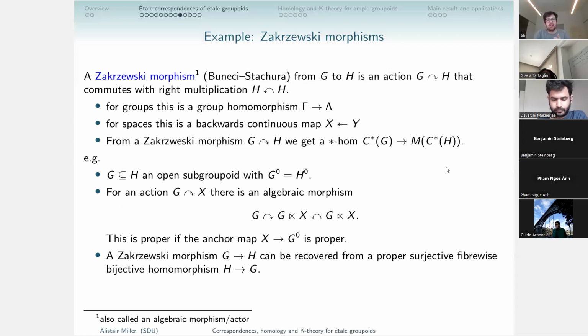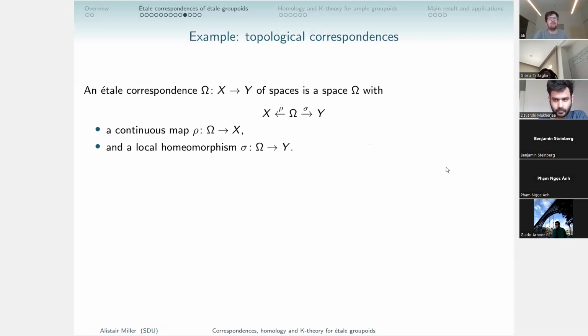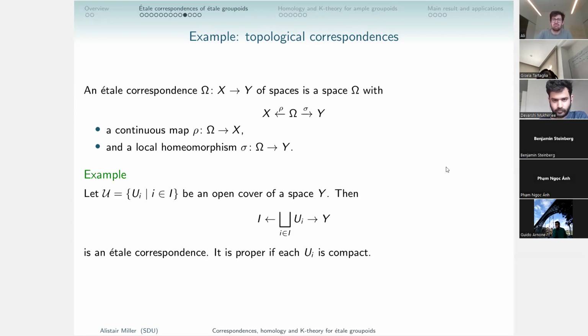So this was Zakrzewski morphisms. Let's get a bit easier again. So what does a correspondence of trivial groupoids, i.e. spaces, mean? It just means that we've got two continuous maps and one of them's a local homeomorphism. So whenever you have an open cover, you get one of these guys.